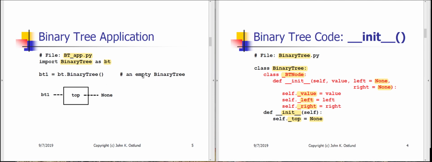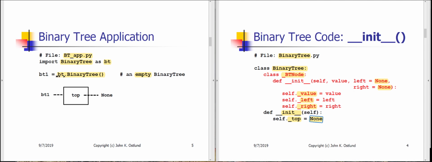Then, in order to create an initially empty binary tree object, we'll simply say bt.binaryTree, and that will invoke the init method over here from the binary tree class to establish an empty binary tree. What that's going to do is initialize the _top instance variable within the binary tree object to none. And diagrammatically, we're going to end up with a binary tree object being created and with its _top instance variable referring to none.